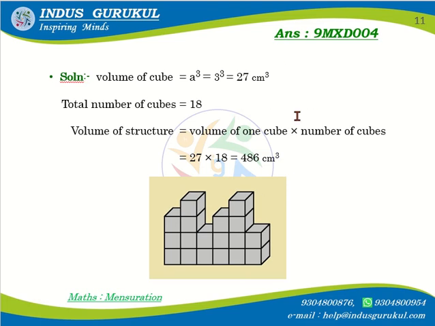So the answer will be like, one cube will be 3 into 3 into 3, which is 27, and how many? 3, 4, 2, 3, 4, 2. So a total of 18 cubes. So 27 multiplied by 18 means 486 cubic centimeter is the volume of all these together.